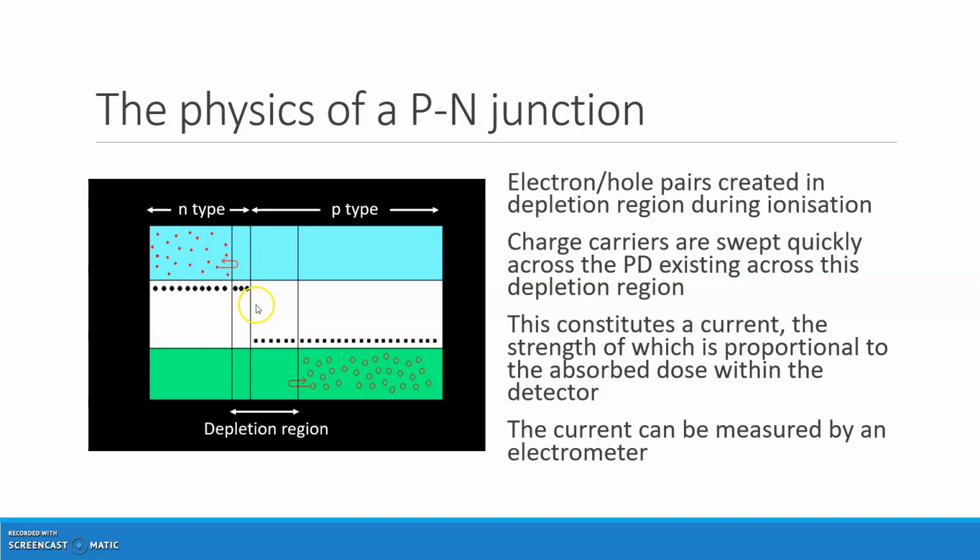So electron hole pairs produced, quickly swept across this potential difference, and if you connect either side of this to an electrometer, it creates a current, and the current that's produced is going to be proportional to the number of electron hole pairs produced, i.e. the absorbed dose within this detector volume. So our semiconductor diode becomes a solid state detector. We connect it either end to an electrometer, measure the current, and then we can calibrate that to show us the dose. Now that's oversimplified a little bit, but it gives you enough of a reminder from stuff you've done in year 1.